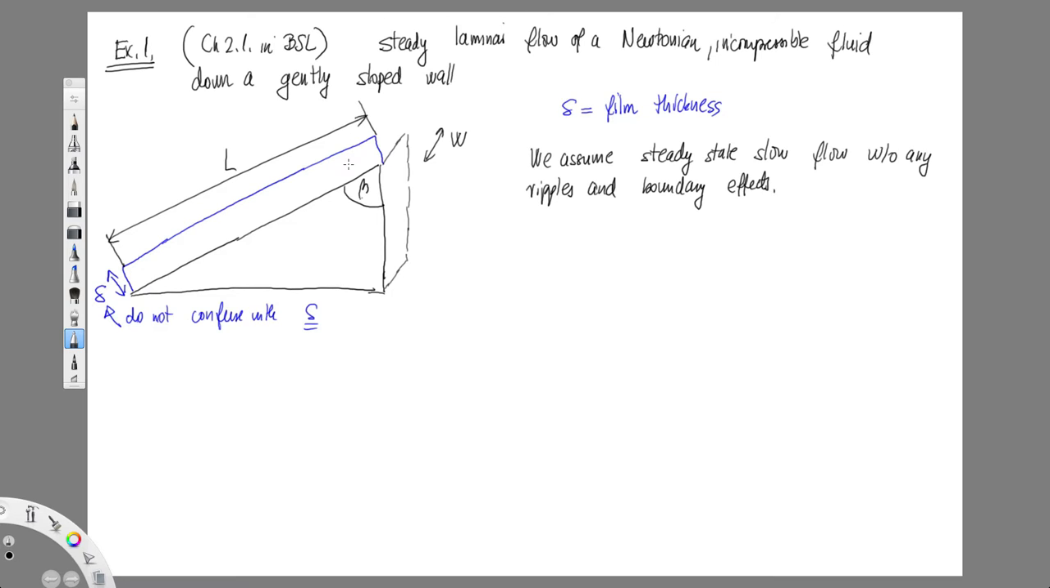Essentially, we assume a slow flow going down, and I'm going to introduce a coordinate system. I'm going to choose a red color to do so. I'm going to put two axes, well, three, but one of them I'm going to ignore. So I'm going to have x direction pointing downwards, z direction pointing down the slope, and y direction going into the paper. And this y I'm going to essentially ignore because I assume everything is the same in every cross-section that I take into this wall.